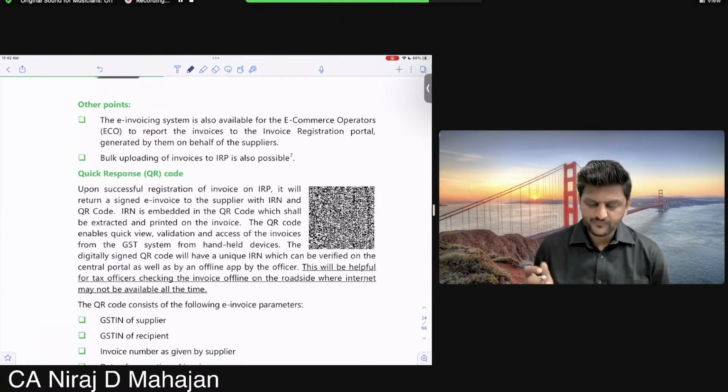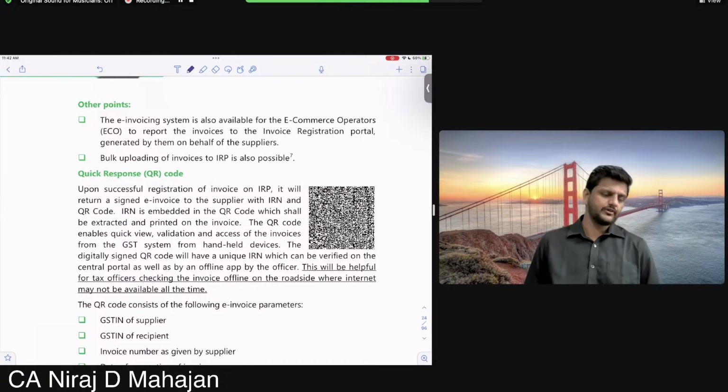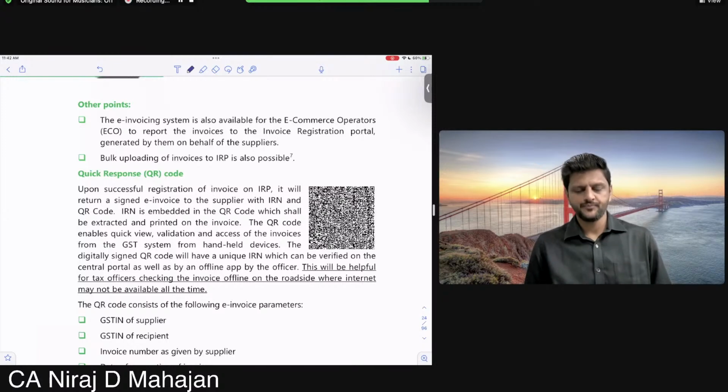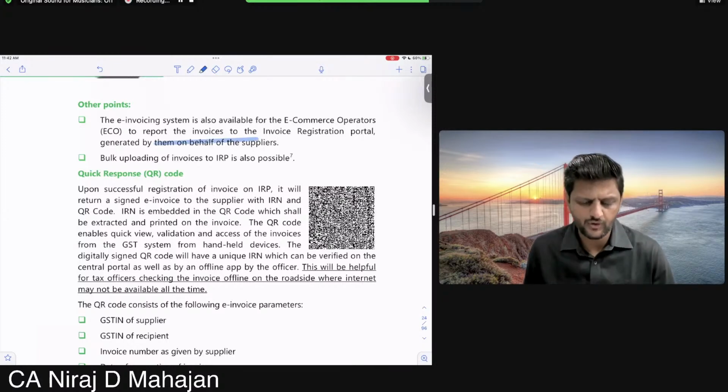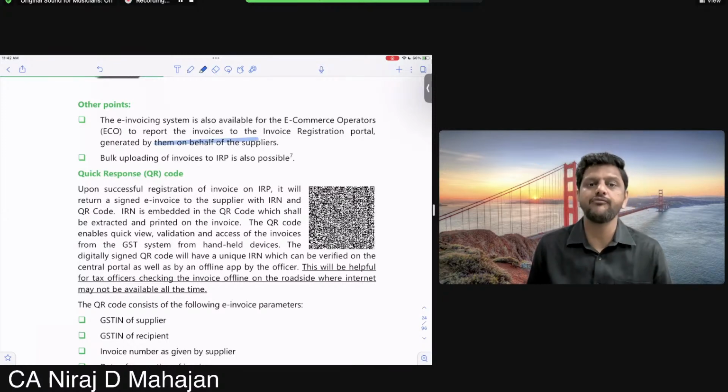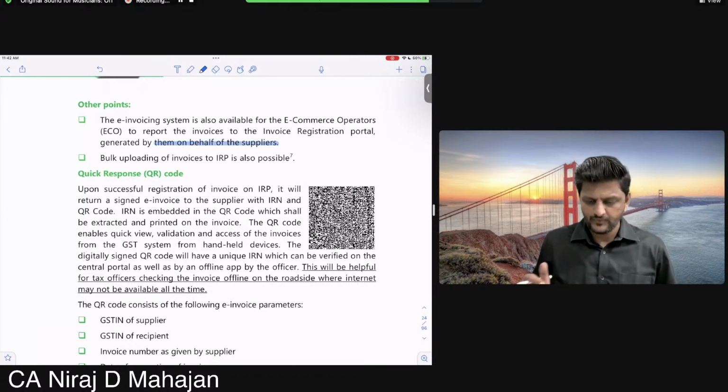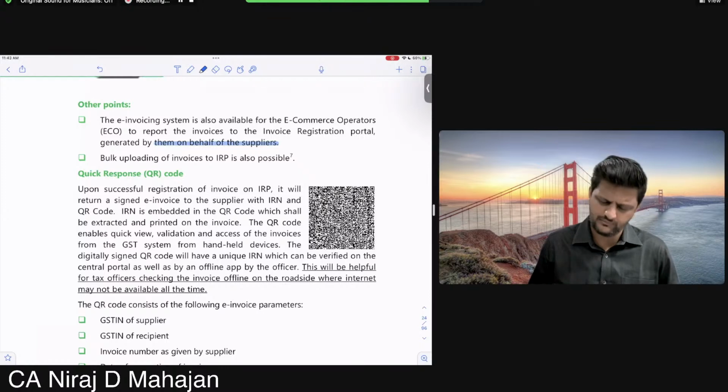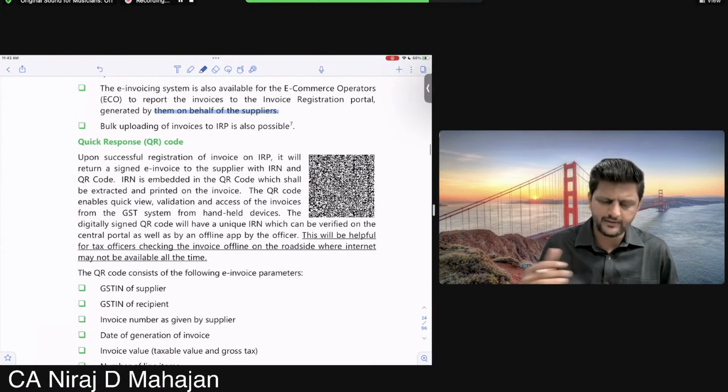Okay? Here Amazon is supposed to do lots of work. I mean, Amazon is an example, but they should do lots of work for the suppliers. So they have also the option of reporting invoices on behalf of the suppliers. Bulk uploading is also available. That means you need not upload one, you can upload many of them. Okay? Not our headache. QR code, chalo.